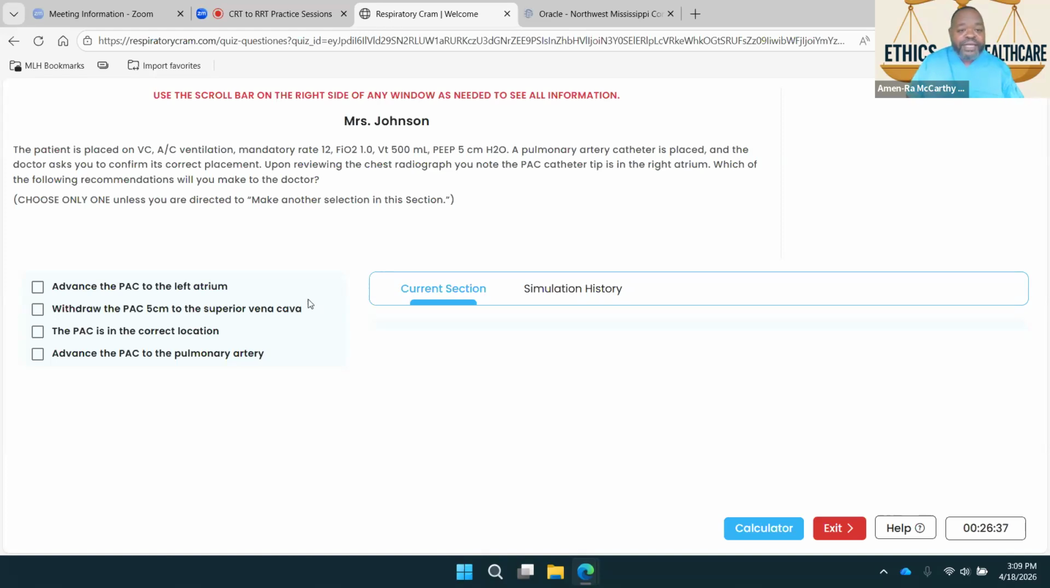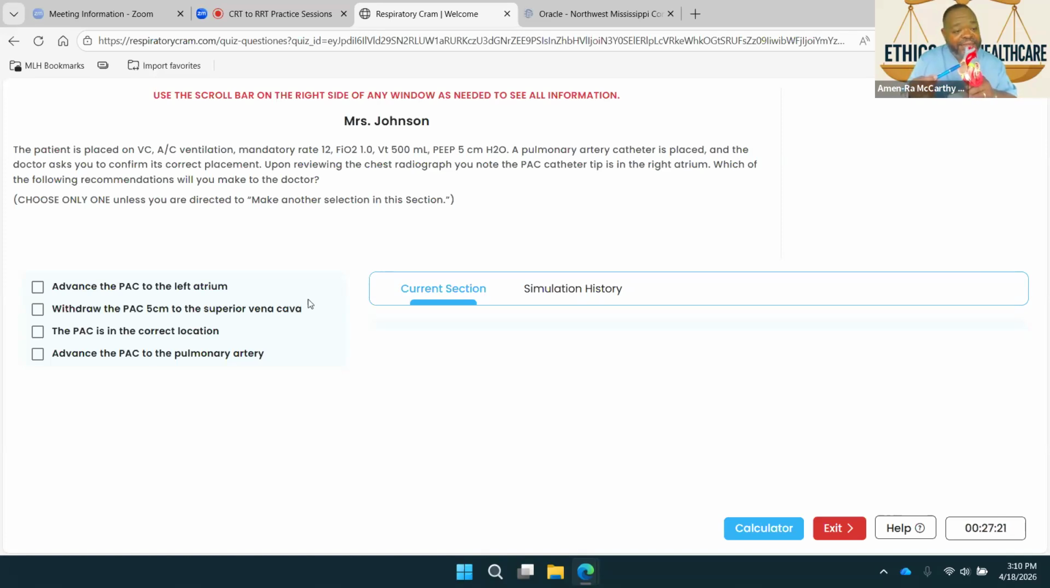Now, after reviewing the chest x-ray, you note that the PAC catheter tip is in the right atrium. Which of the following recommendations would we want to make? Well, if it's in the right atrium, can you guys see me right now when I'm pointing at the heart as well? Yes. Okay, good. So a pulmonary artery catheter is what was placed. But when you did an x-ray, you saw that the catheter was at the tip of the right atrium. So which of the following recommendations do we need to do? We can only choose one. What do we need to do?